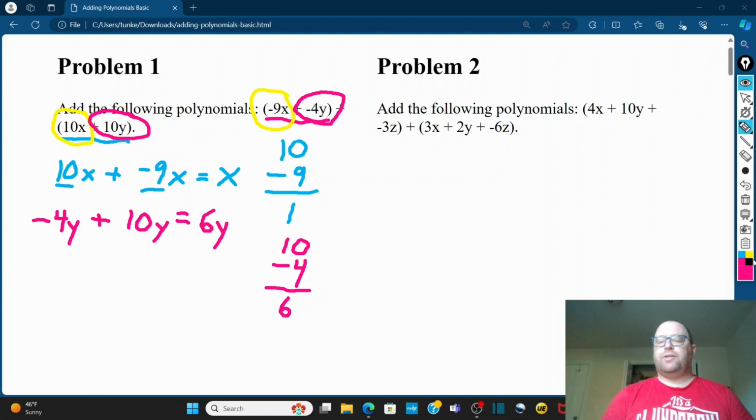So how are we going to write our solution to this one? We're going to write it as x plus 6y.